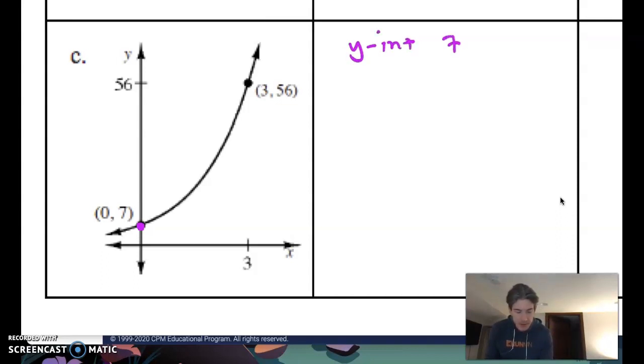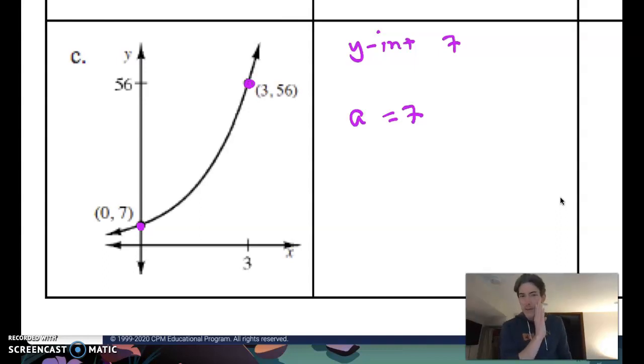Okay? And of course, that means my A value is 7. We're going to need that in just a moment. All right, but the other thing I notice is that I go from 7 to 56, right? I go from 7 to 56 way up here, but it doesn't just happen in one multiplication.